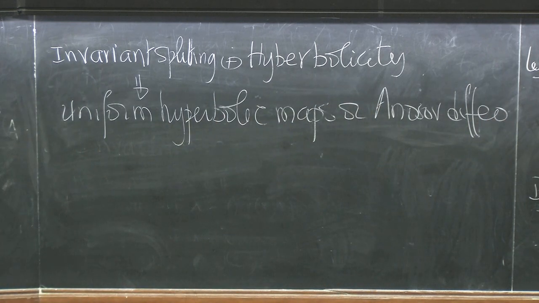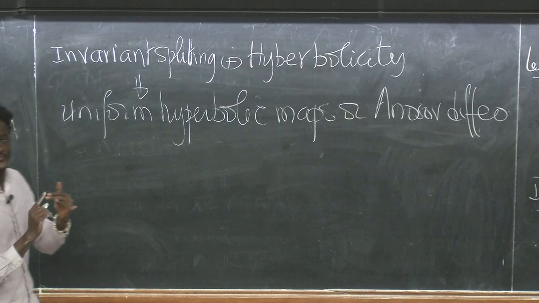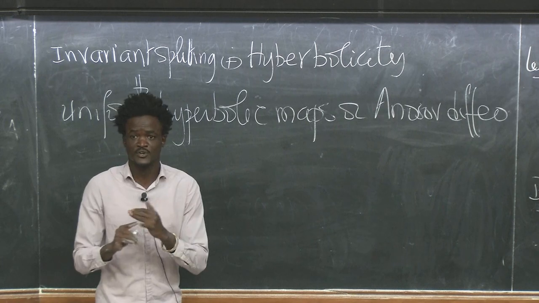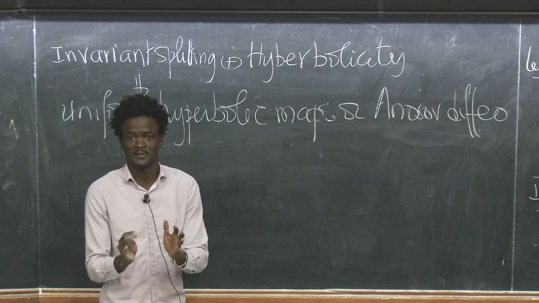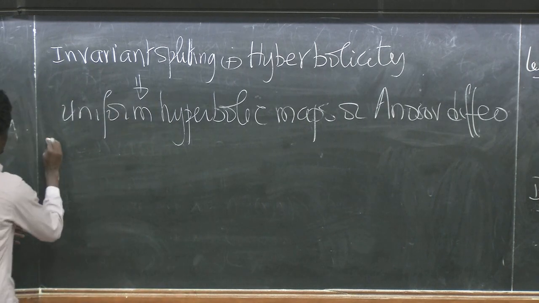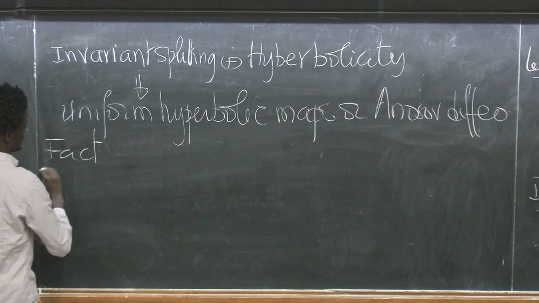So what I just sketched for the cat map tells you that we have two facts. Like the fact that being Anosov is an open condition, is C1 open. That's a very important fact, just using cone fields.